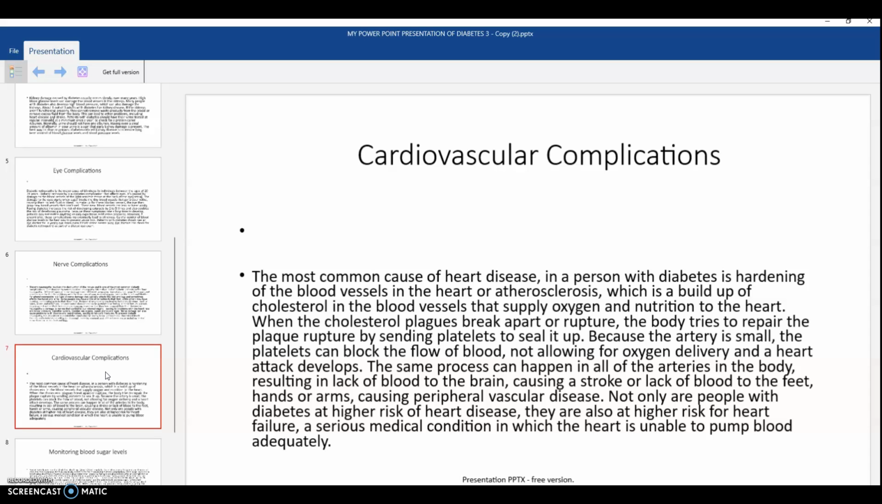And when these cholesterol plaques break, the body tries to repair the plaques by sending platelets to the site. And since the arteries are small, the platelets can block the flow of blood, not allowing for oxygen delivery, and a heart attack develops.